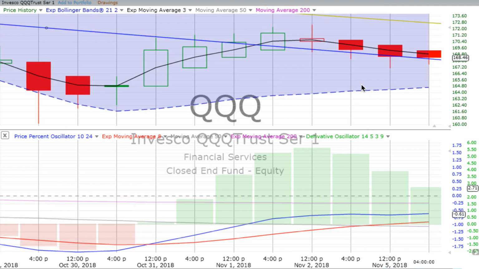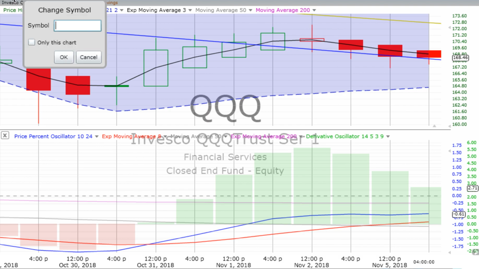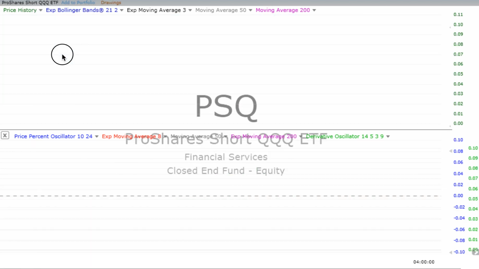What does the 4-hour chart show us? Well, it shows us 2 days of down movement. Price is still above the 2-day. Derivative oscillator losing momentum. Price percent oscillator still heading up some. So get ready if we see things crossover going down on that 4-hour chart. That's to pull the trigger in a down play such as PSQ, which is the ProShares short.